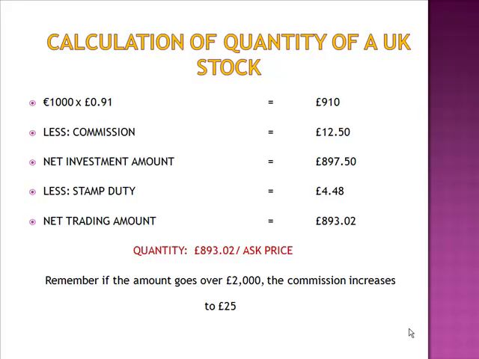Then we have the calculation of a quantity of a UK stock. Let's say that the rate being offered from the broker to me is 91 pence in the pound. So in this case, I'm multiplying €1,000 by 91 pence, which is £910. Take off my commission of £12.50, and now I'm left with a net investment amount of £897.50. The stamp duty in this case is 0.5%, so I'll take off £4.48. So now I'm left with £893.02 divided by my ask price. Now remember, in this case, if the amount was over £2,000, then the commission increases to £25.